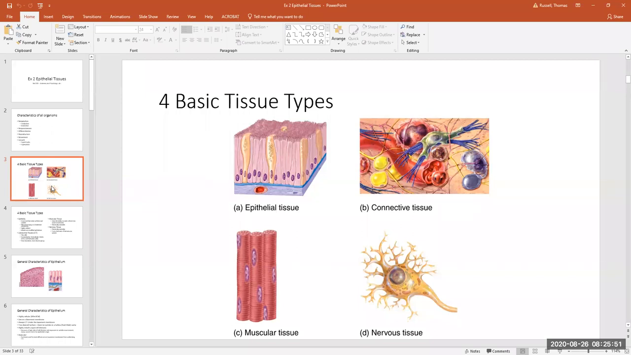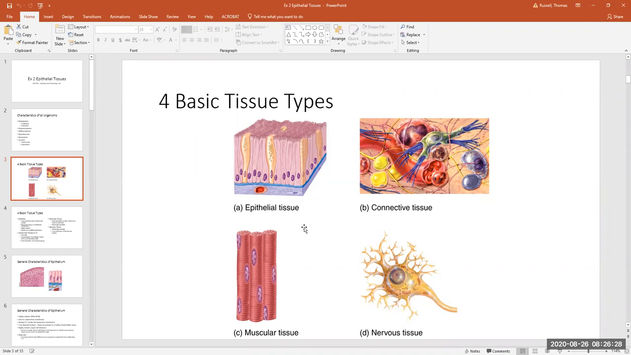Now, under each one of these four types of tissue, there are many different types of them. So we're about to cover several different types of epithelial tissues today. Next week, we're going to cover several different types of connective tissues. Later on in the semester, we're going to cover the three basic muscle types. And then obviously we're going to go over nervous tissue when we cover the nervous tissue chapter later on in the semester. So today we're going to focus on this group of tissue cells called the epithelial tissue.